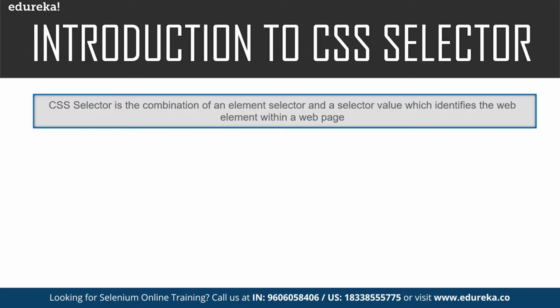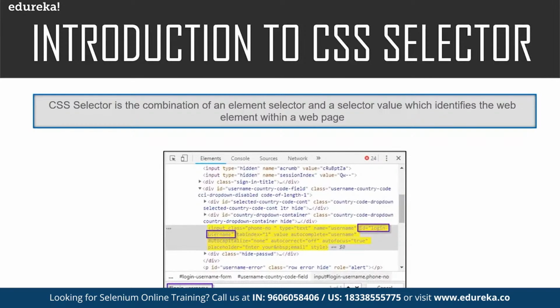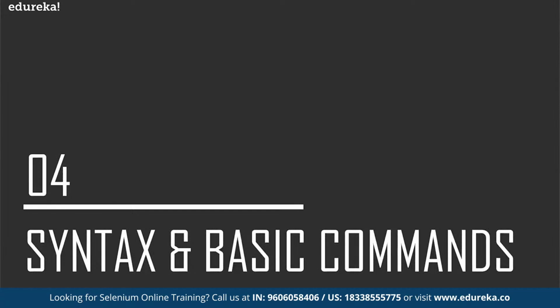Then why does it have more importance than other locators? Well, to answer this, I would say this method is very simple as it uses certain symbols for locating an element on the web page. So this is about the CSS selector. Now let's take a look at the syntax and a few basic commands that are used.